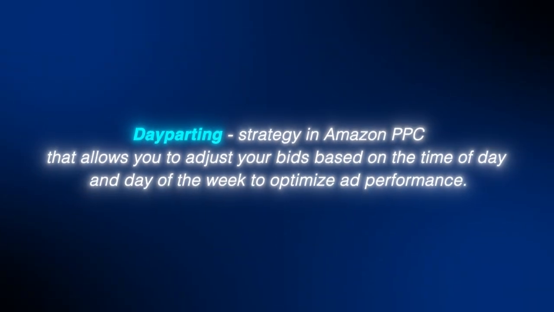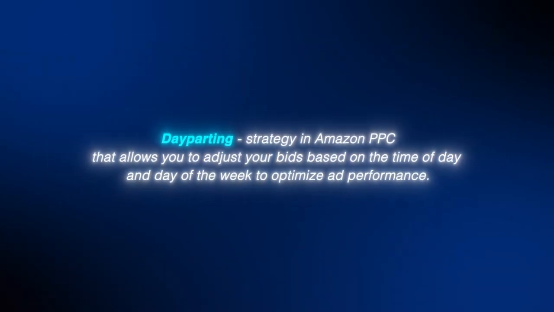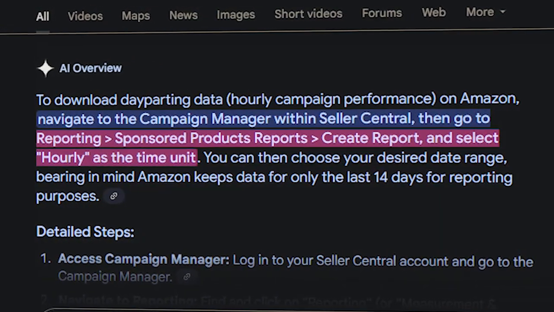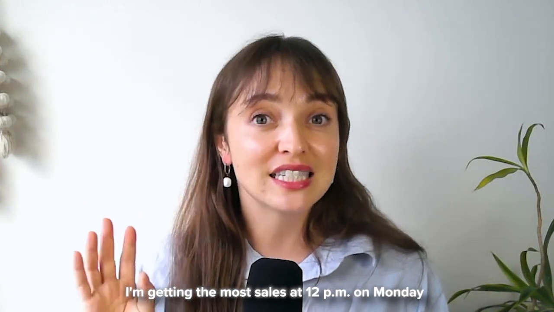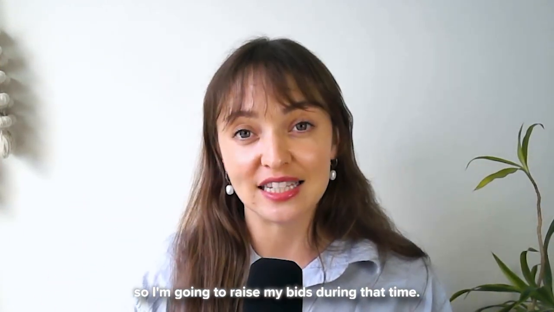So as you've probably gathered, to put it simply, dayparting is when you're able to adjust your bid based on the time of the day and the day of the week. Amazon does give you this data. There is an hourly report that you can download in Campaign Manager. And typically when people first start to look at the data from this report, they start to go after volume. They say, well, I'm getting the most sales at 12 p.m. on Mondays, so I'm going to raise my bids during that time.